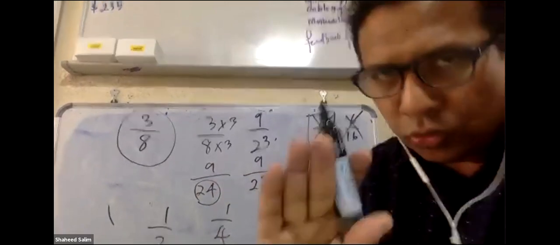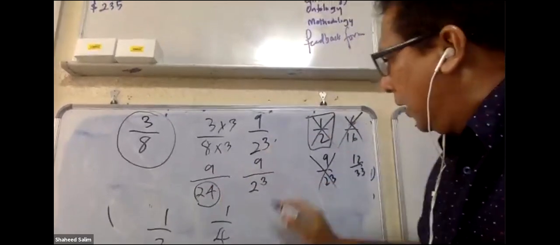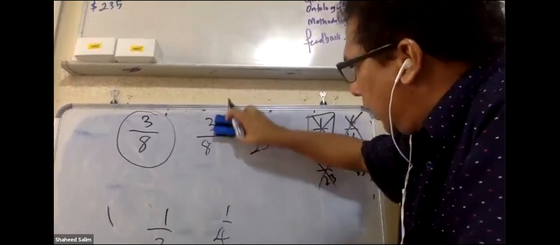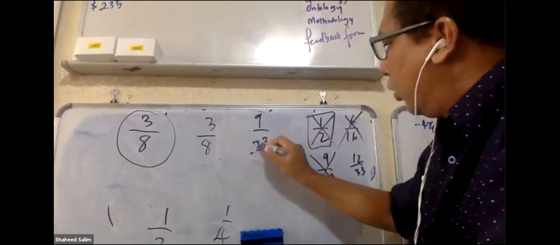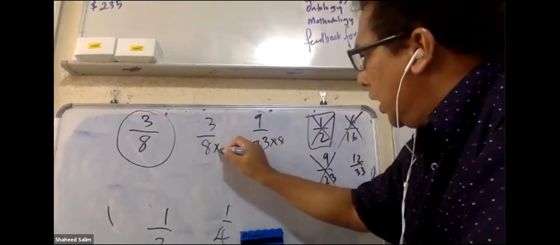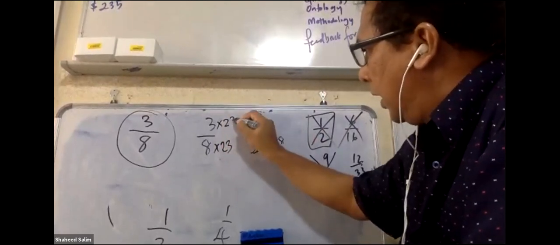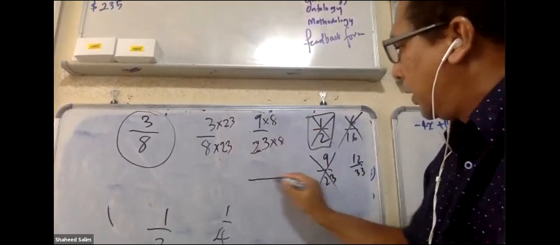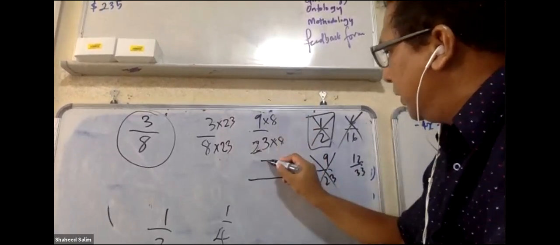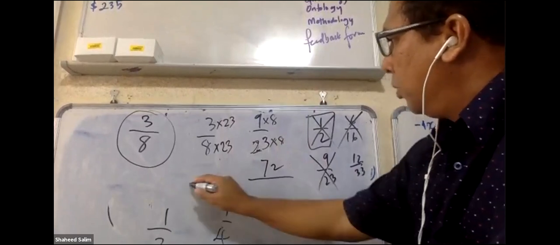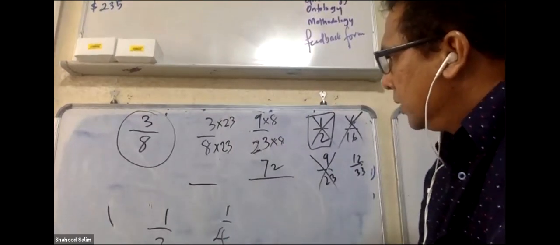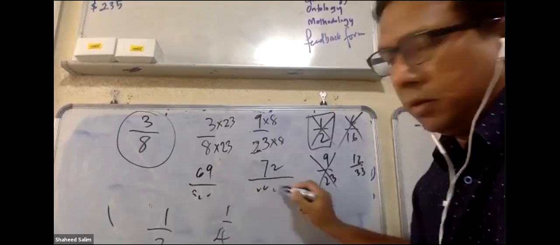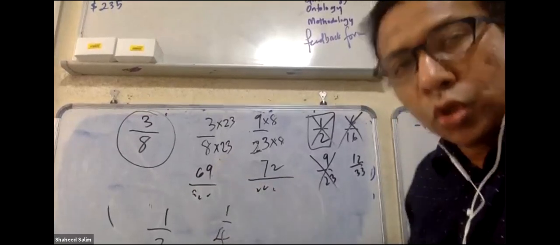Now if you're confused, use your calculator and we prove to you. We take 23 times 8, and 8 times 23. So how much do you get? You get the bottom the same number. On top you get 72 and on top you get 69. Can you see? This is smaller over the same denominator. So you can also do it that way.